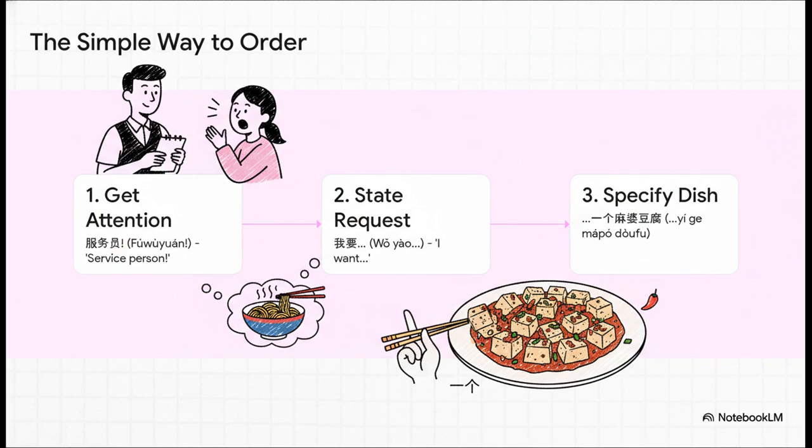Step 2, you state what you want. The core phrase is 我要. The subject is 我, I. The verb is 要, to want. It's direct, it's clear. Step 3, you specify the dish using the structure number plus measure word plus noun. In this case, 一个麻婆豆腐. And a quick grammar note here, ge is the most common all-purpose measure word in Mandarin.